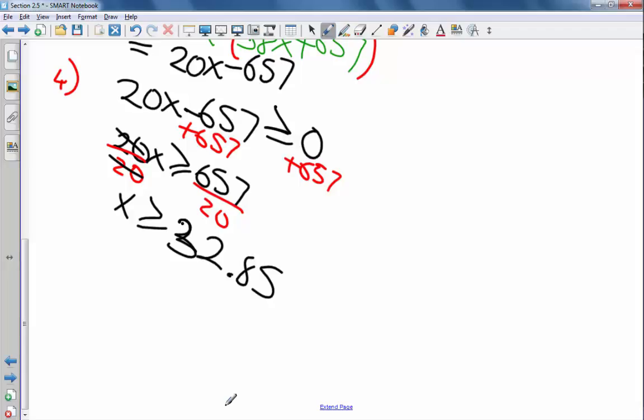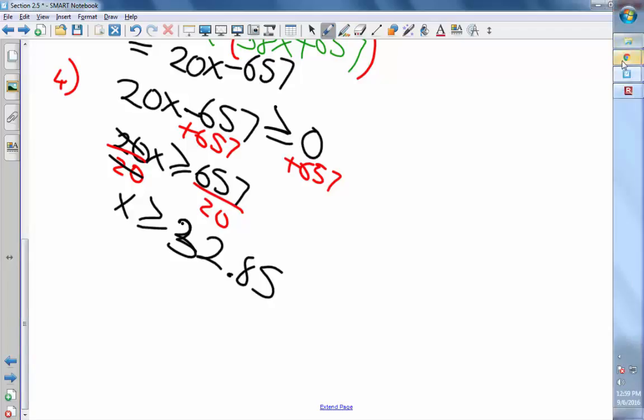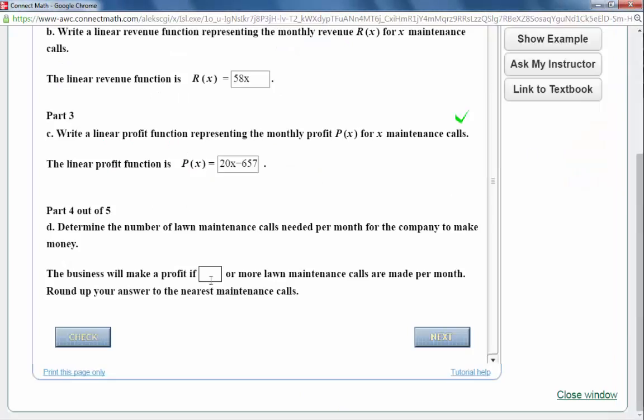Well, this means you need to make 32 whole calls. You need to service 32 lawns, and you can't stop in the middle of the next job or a little bit past. Call the homeowner. I won't be able to trim the lawn because I need to stop at 85%. Can you do that? No, you need to complete that job, right? So that means we need to round off to the next number, which is 33. If you cut 33 lawns, then you're gonna start making some profit.